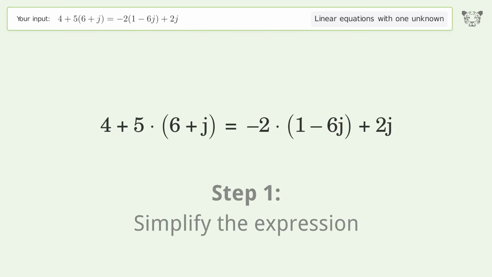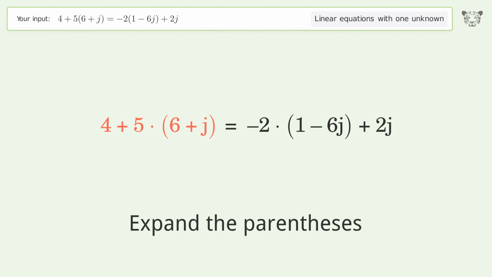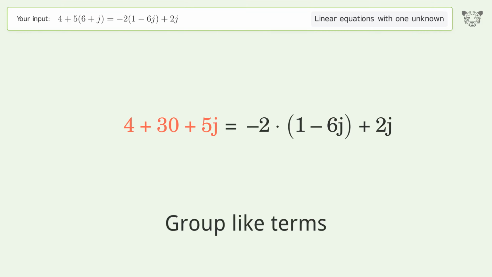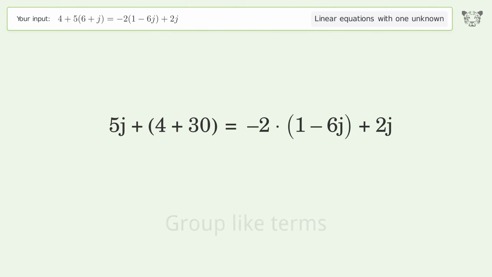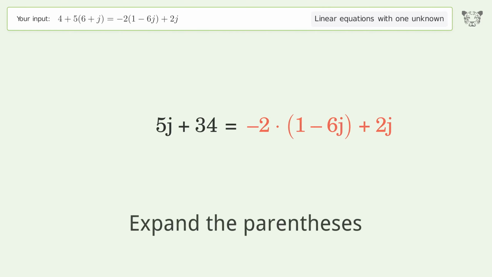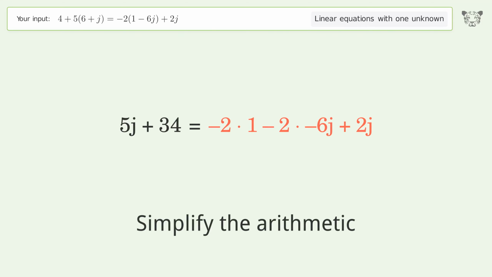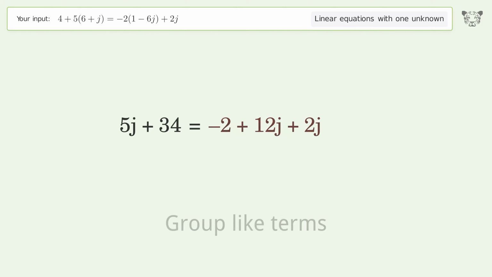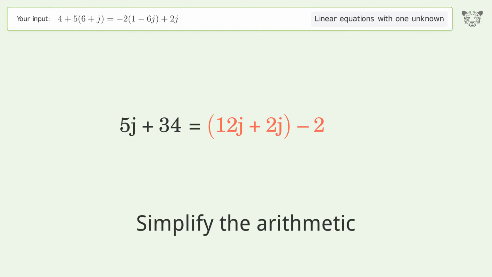Simplify the expression. Expand the parentheses. Simplify the arithmetic. Group like terms. Simplify the arithmetic. Expand the parentheses. Simplify the arithmetic. Multiply the coefficients. Group like terms. Simplify the arithmetic.